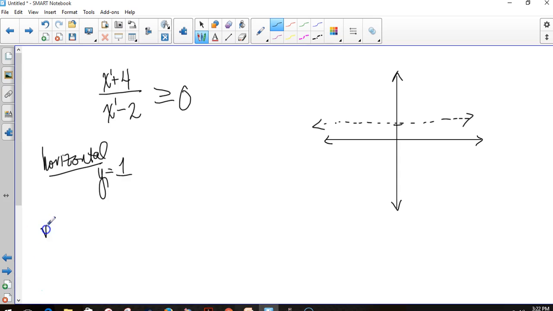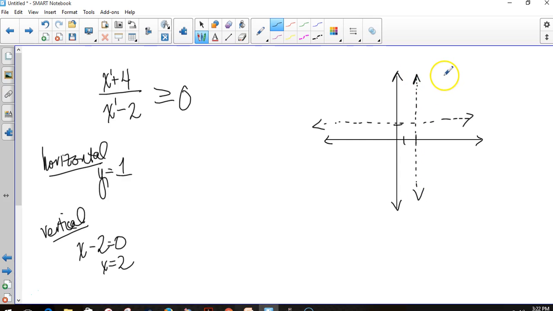For my vertical, since I don't have anything that could be factored and then divided to a form of 1, I'm just going to take my whole denominator and set that equal to 0. And that's at a positive 2. Don't have to worry about any oblique because the obliques are only from when your numerator degree is higher than your denominator degree.